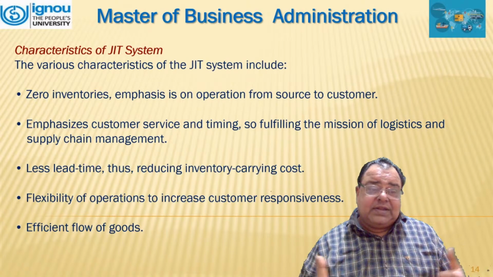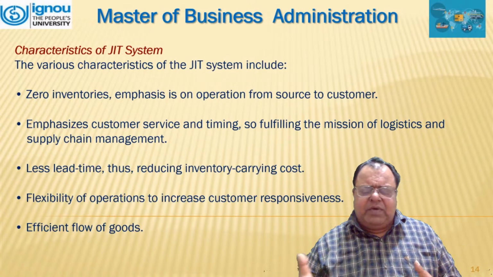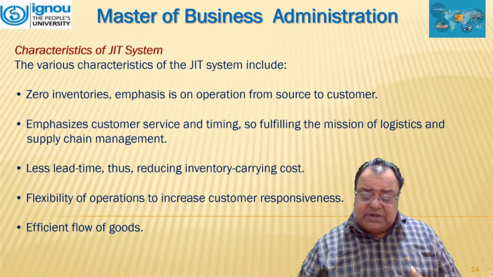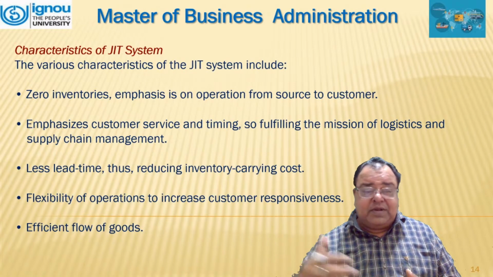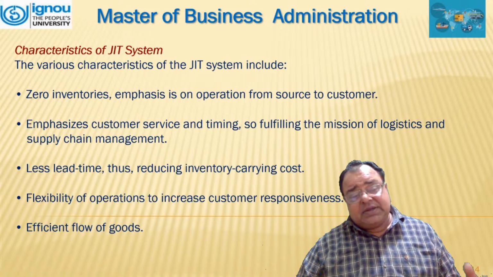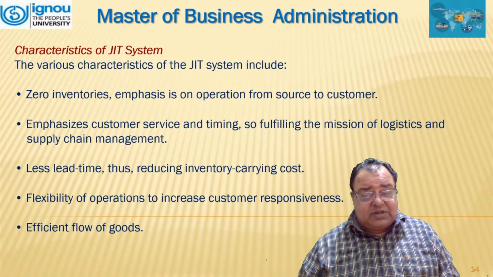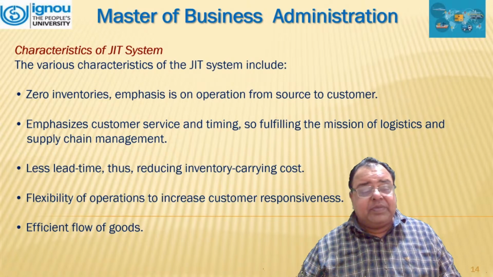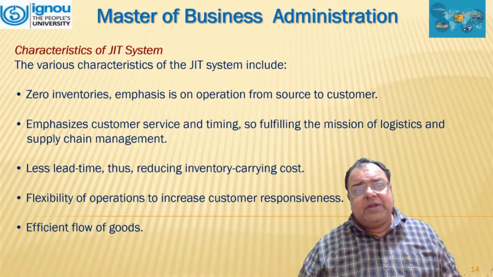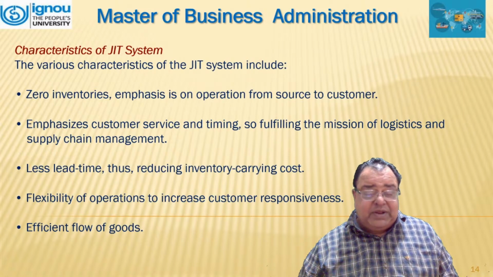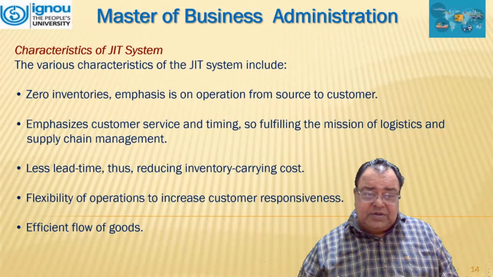What are the characteristics of the JIT system? There are various characteristics of the JIT system, which include zero inventories, with emphasis on operation from source to customer. It emphasizes customer service and timing, thus fulfilling the missions of logistics and supply chain management. Less lead time, thus reducing inventory carrying cost. Flexibility of operations to increase customer responsiveness and efficient flow of goods.